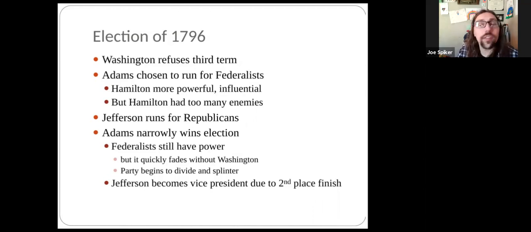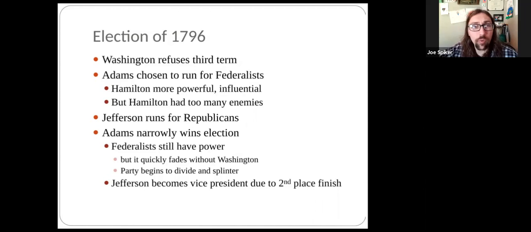When Washington retires, it is an open door to a battle between these two groups. Okay, and Adams is going to be chosen to run for the Federalists. Now he'd been vice president under Washington. Hamilton has more political power and is probably more influential with the Federalist Party, but he was too unpopular even amongst his own party. Now, Adams was also fairly unpopular just because, and Hamilton and Adams both, it's their personality, right? Hamilton's ambition and his planning, that makes him unpopular.